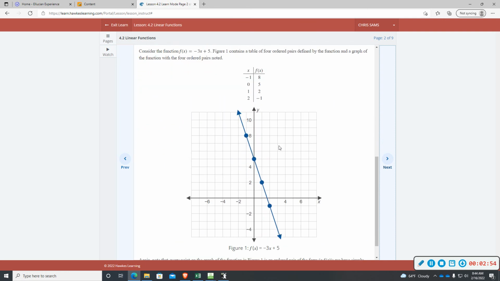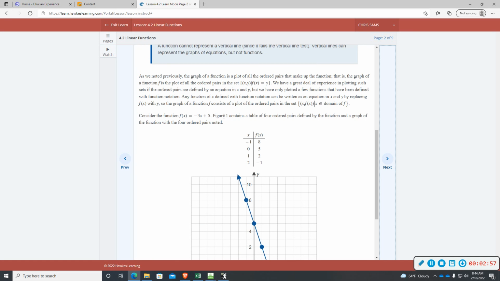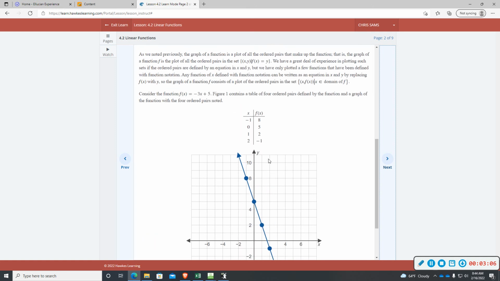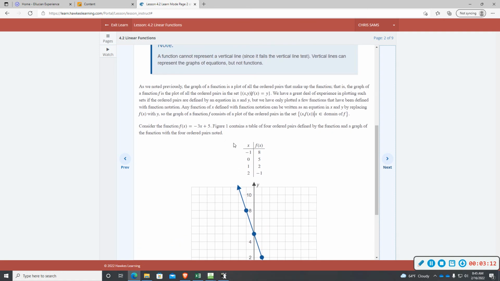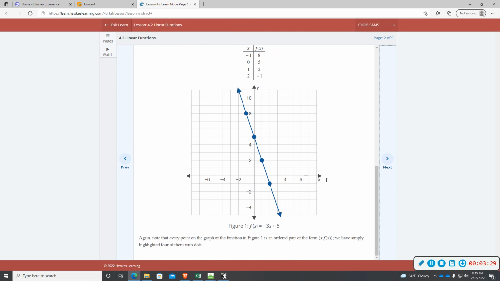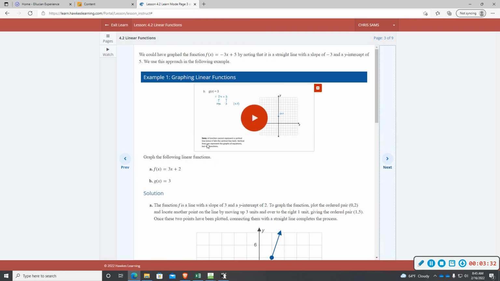Here are some examples of linear functions. They give you a set of ordered pairs, show you those ordered pairs plotted, and then a line drawn through them. If you're going to graph this by hand, you start with the y-intercept at the back, so the point (0, 5), you would plot that first, and then you would use your slope, rise over run. So it has negative 3. I would go down 3 and then right 1, down 3, right 1. If you're going the opposite direction, you would go up 3, left 1. That's how you would graph a linear equation given the equation in slope-intercept form.